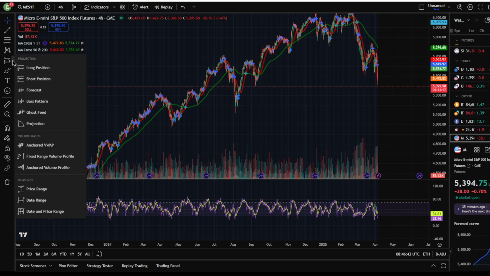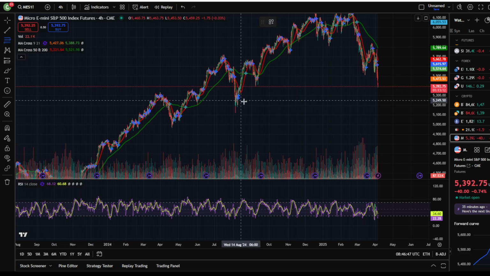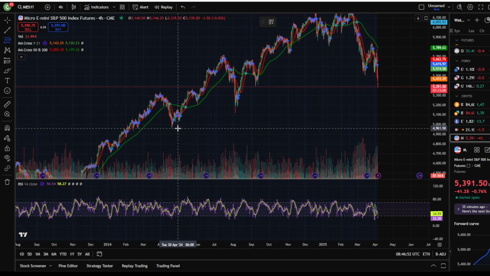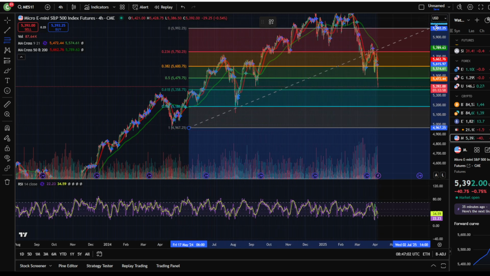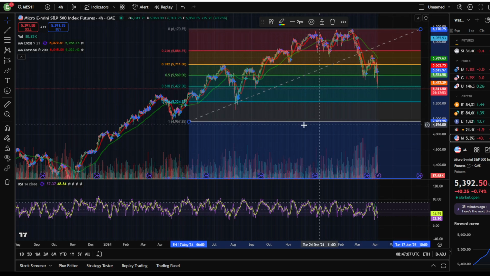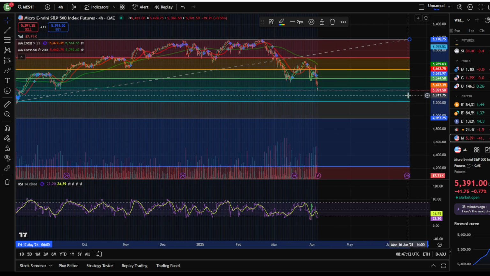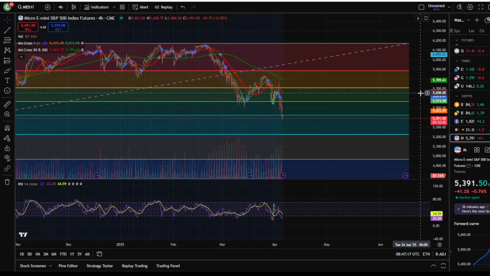To get to Fib, I think it's here actually. Fib retracement, just click on that. I want to take this bottom here, which was April of last year, about a year ago. Take that bottom and the highest high, and we got ourselves some interesting fibs here.